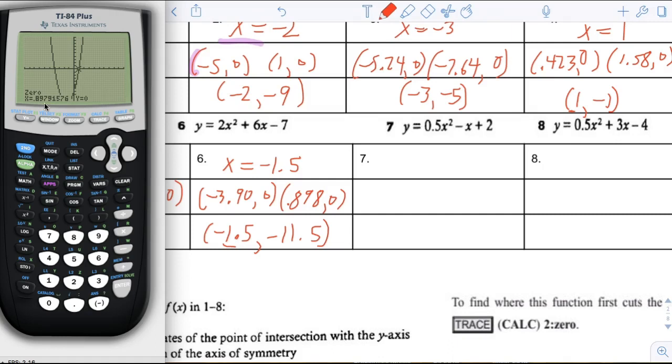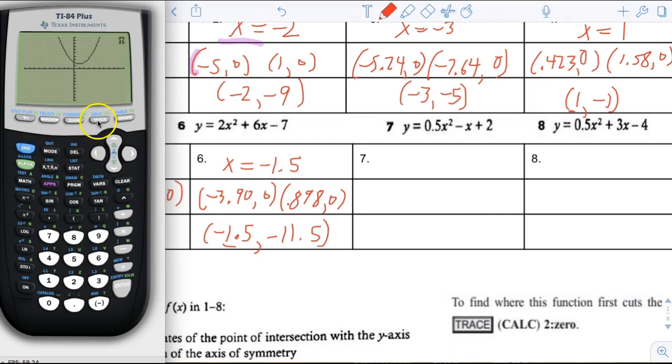Let's do number 7. So 7 would be 0.5x squared minus x plus 2. Graph that.